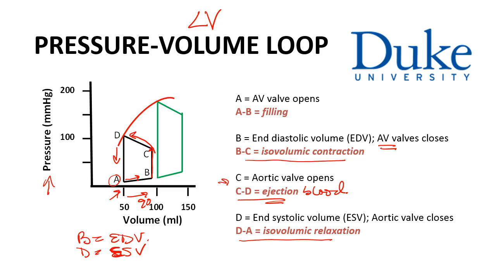The difference between end diastolic volume, that is the filled volume, and end systolic volume, the volume after ejection, is called stroke volume. So that's the amount of blood that's been ejected from the heart. So end diastolic volume minus end systolic volume is equal to stroke volume. And in this case, it would be 90 milliliters minus 50 milliliters, or 40 milliliters would be our stroke volume.